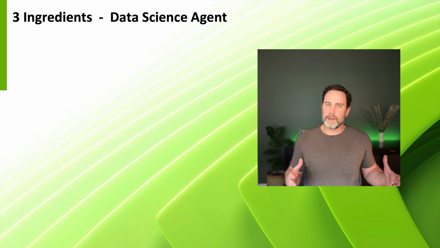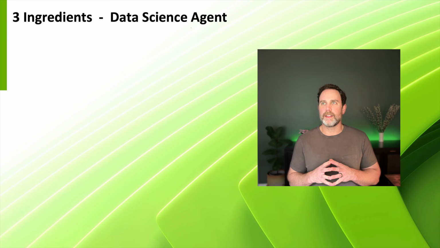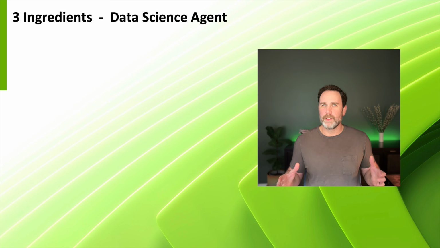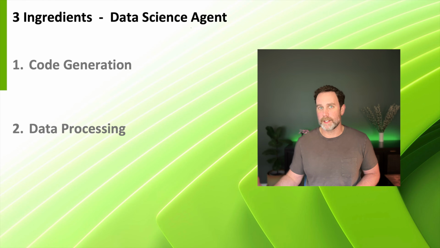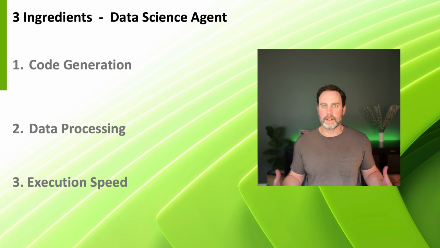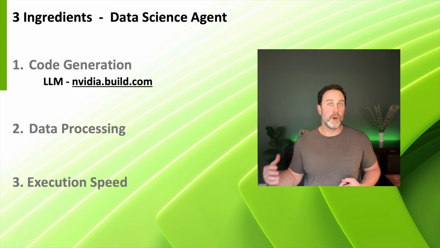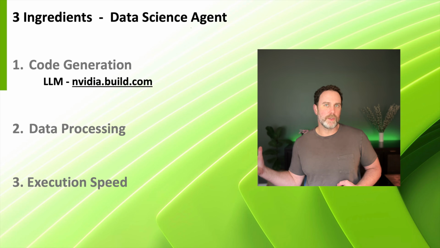So we have our steps to create the agent. We have the code, but I like to think of it theoretically as 3 ingredients. The first ingredient is the code generation. The second ingredient being the code or the data processing itself for the data science. And the third ingredient is execution speed. So ingredient number 1, we have the code generation. In our case, we're using an LLM hosted on build.nvidia.com. And the second ingredient is that code the LLM generates.